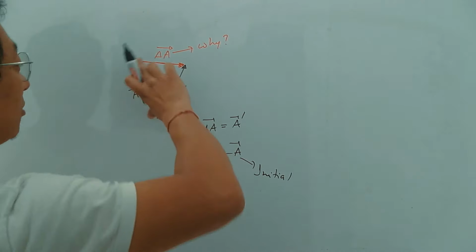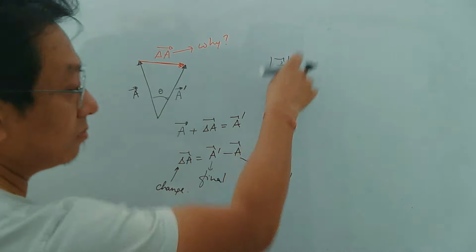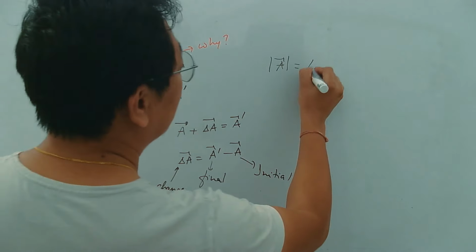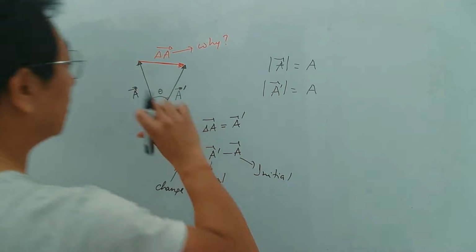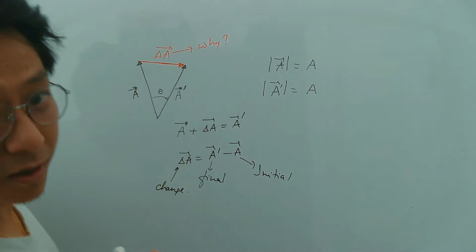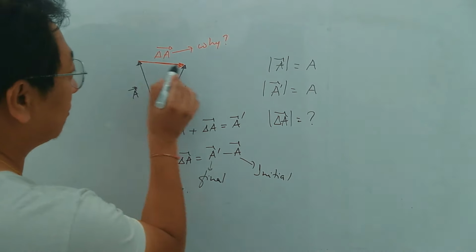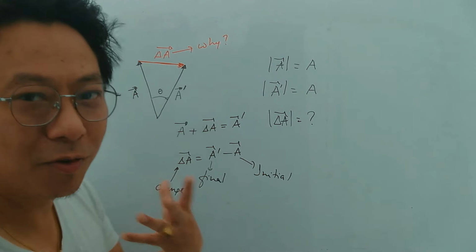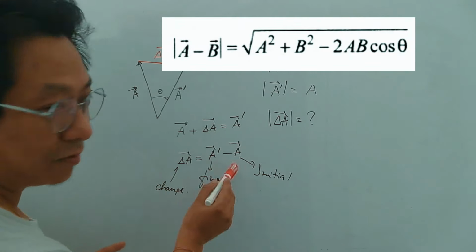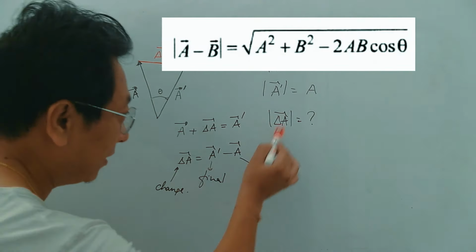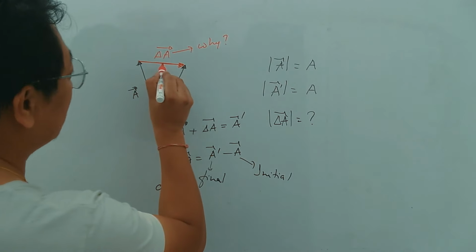Now the length of these two will be the same. The modulus of vector a bar, modulus means the magnitude of this vector, is the same as the magnitude of this vector, which I can represent simply by a. So the length of both of them is a. Now I want you to tell me the length of the change in vector, the magnitude of this vector. Well, this is nothing but the difference of two vectors, so you can use the formula for the magnitude of the difference of two vectors. But a smarter way is using trigonometry.